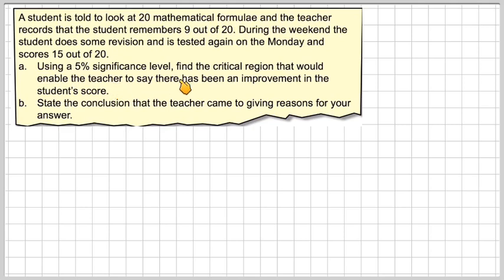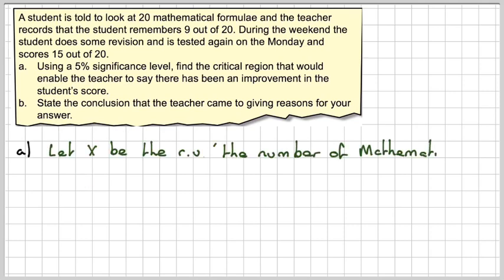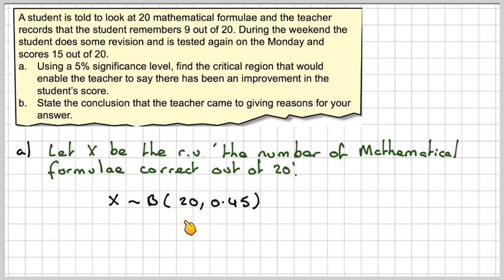So the word improvement means it's going to be one-tailed. And state the conclusion that the teacher came to, giving reasons for your answer. Okay, so we're just doing a hypothesis test in a different way. So let X be the random variable, the number of mathematical formulae correct out of 20. And therefore X will be binomially distributed with 20 trials, and the probability of success is 0.45.